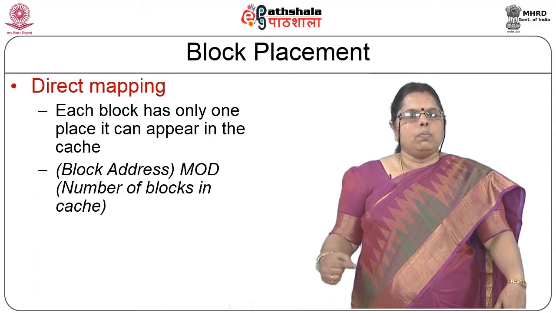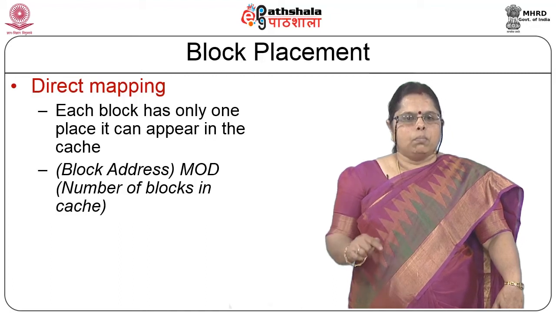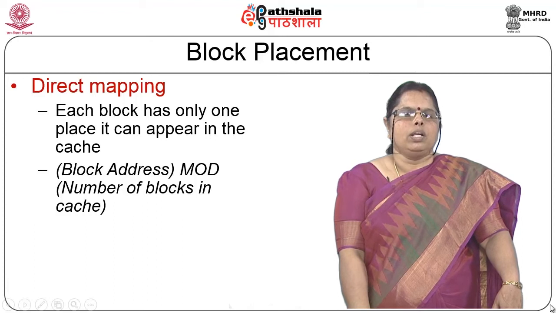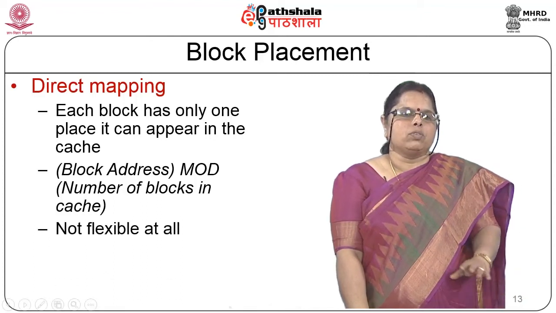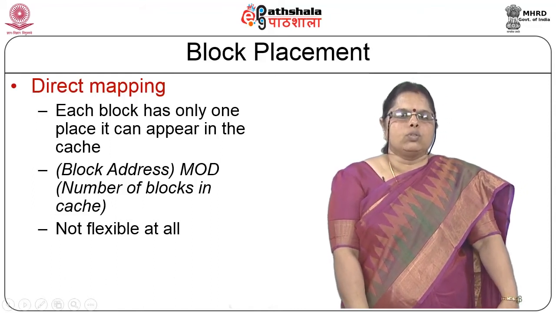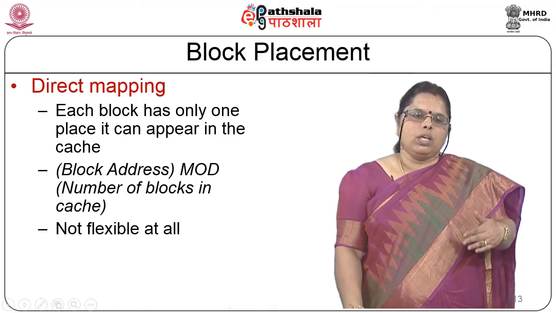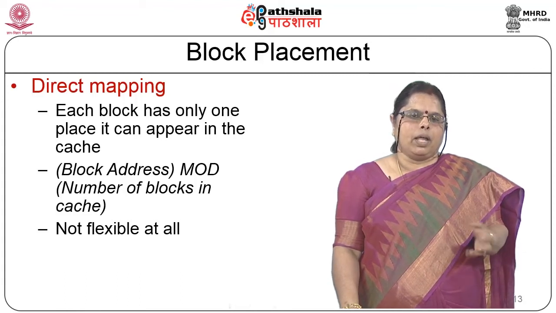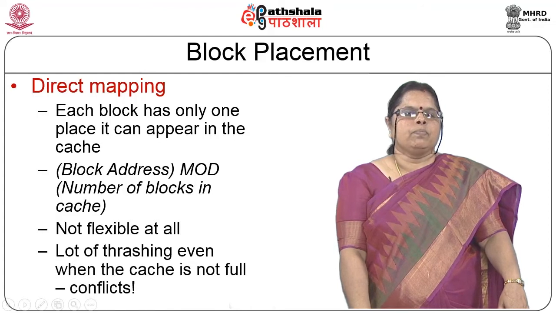So there are multiple blocks in main memory that can map onto one block in cache, but a particular block in main memory can map onto only one block in cache. That is called the direct mapping technique. Direct mapping is obviously not flexible at all, because there is only one place where a block from main memory can be mapped. Even if the other blocks of the cache are free, you cannot accommodate it anywhere else. So there will be a lot of thrashing.